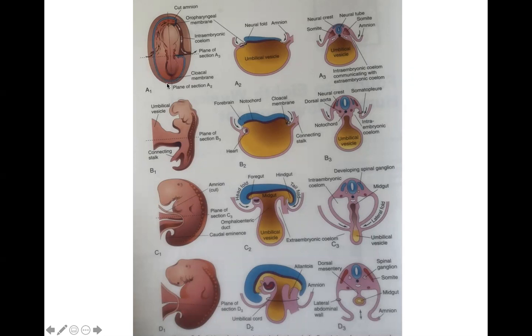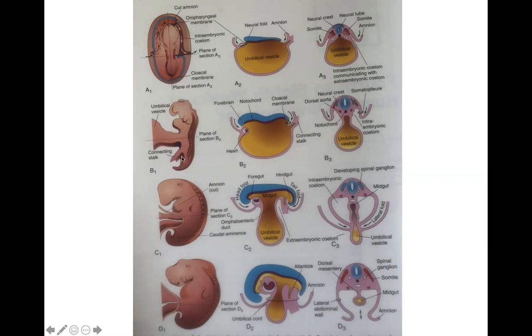So this guy here is looking at the embryo from the top, and this guy right here is looking at the embryo from the side. Do you remember? Sagittal section. This is a transverse section. This would be a coronal section, but all I've done is cut off the amnion, and you're really just looking in at the top of the embryo.